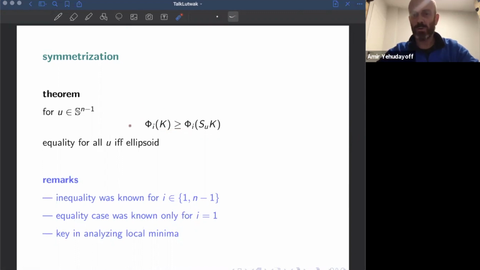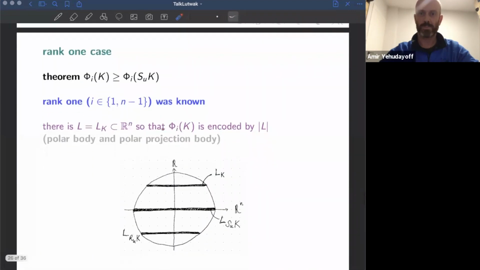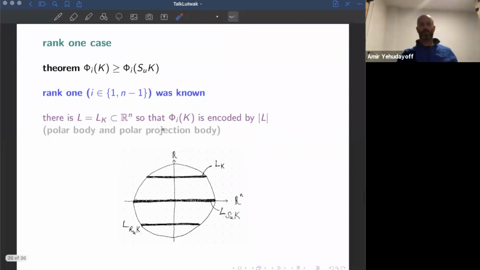Okay, so now I want to try to explain how to prove this at a very high level. The first thing I want to explain is what is called the rank 1 case. This is the inequality we want to prove: Steiner symmetrization only decreases this measurement. The two cases when i is equal to 1 or to n minus 1 were already known. The strategy for proving these cases is the rest of this slide.